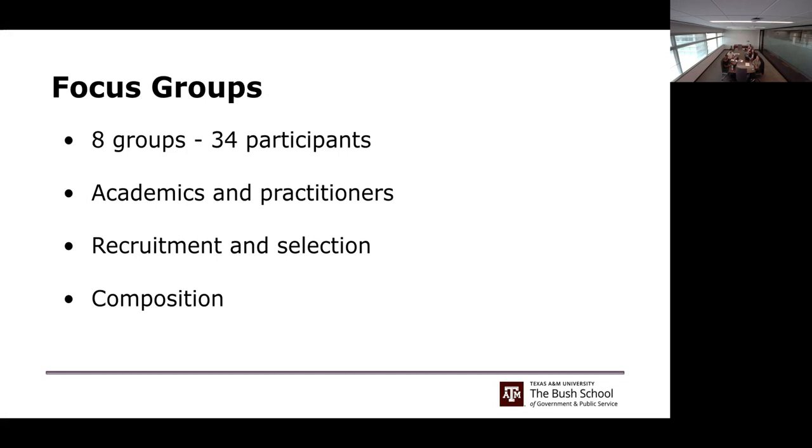And to put people into focus groups, we really tried to pair them based on their area of expertise. So for example, if someone was more of an expert and did more research in the area of nonprofit marketing, then we tried to put them in a focus group that was specifically targeting that topic.